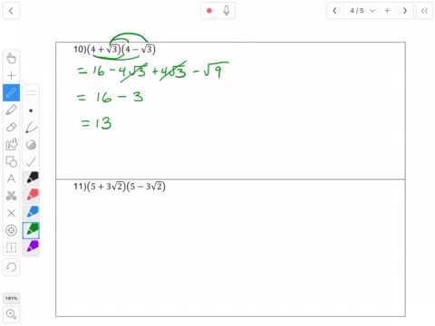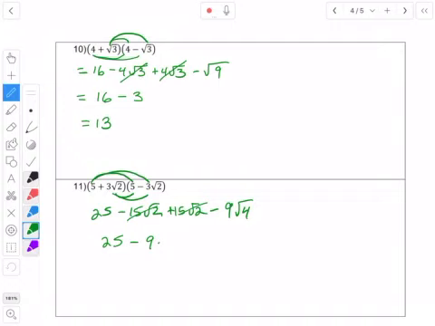And the last one, or not the last one because I want to show one more, okay, or two more. So 5 times 5 is 25. 5 times negative 3 square root of 2 is negative 15 square root of 2. Now 3 square root of 2 times 5 is plus 15 square root of 2. And then the last one is 3 square root of 2 times negative 3 square root of 2 is negative 9 square root of 4. So those two cancel. 25 minus 9 times 2 equals 25 minus 18, and that is 7.